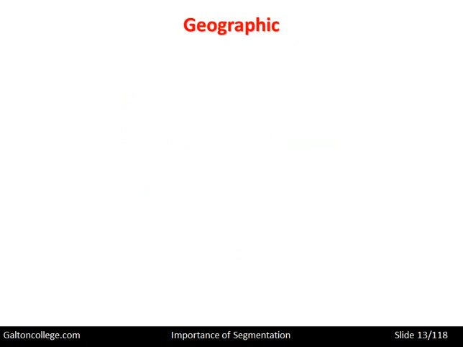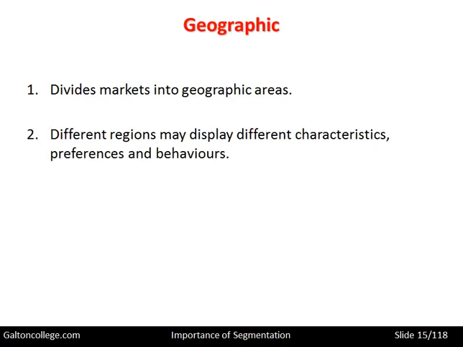Start with the geographic. It divides the market, quite obviously, into geographic areas. Different regions may display different characteristics, different preferences and different behaviours. It's the case that sometimes countries will have different characteristics just by a different region, and it's important that the marketers understand this and apply it to their thinking in the formulation of a business plan or a marketing plan.